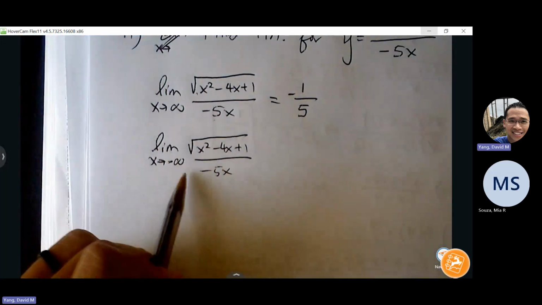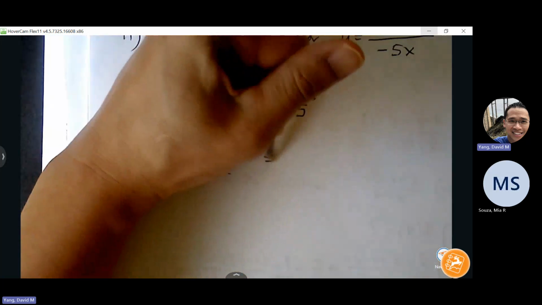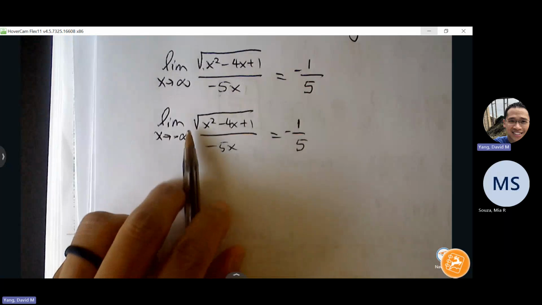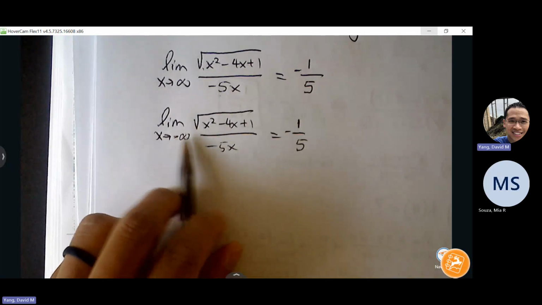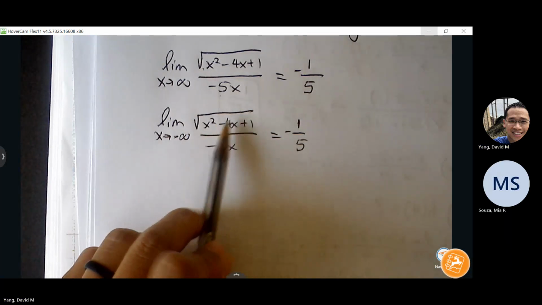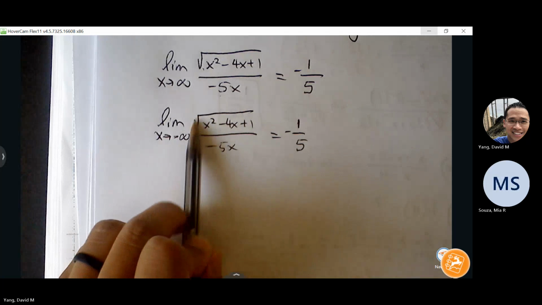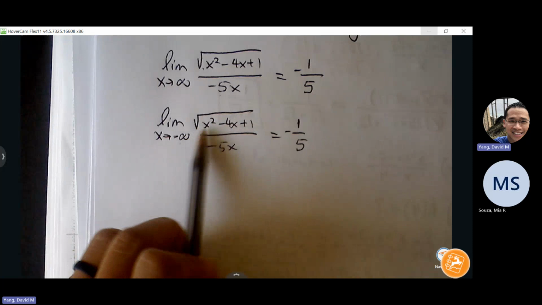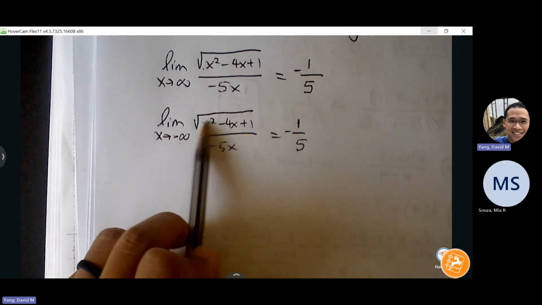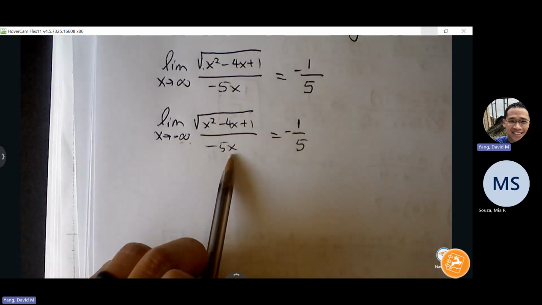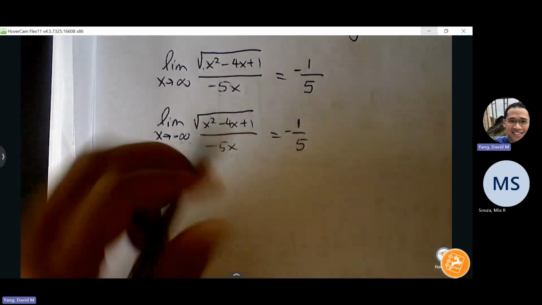Same problem. I compare degrees again, I'm going to get the same result. But let's test a number. What number can we test? Negative 100. So if I insert negative 100 for x, what's going to happen here? Will it be positive or negative? Positive, because negative 100 squared is a positive value, and that's bigger than this one, so that's positive. And if I insert negative 100 for the denominator, I get positive. So positive over positive is positive.